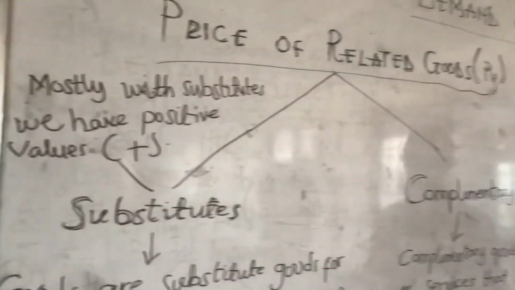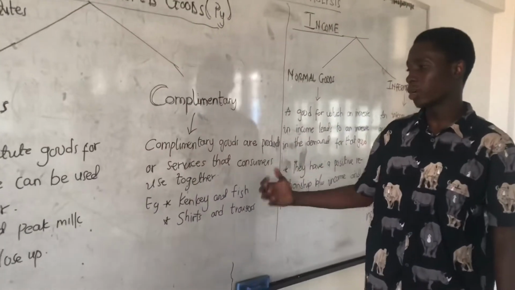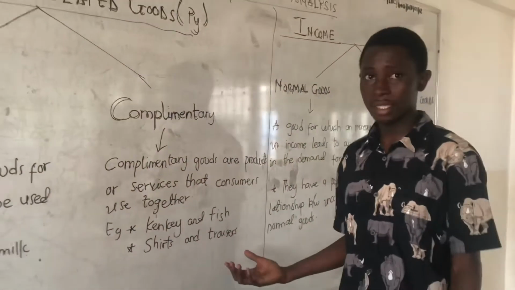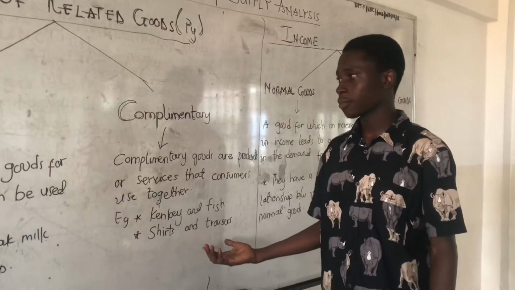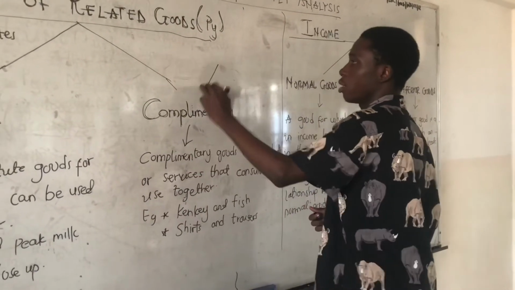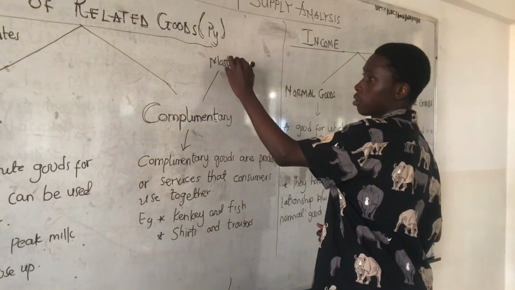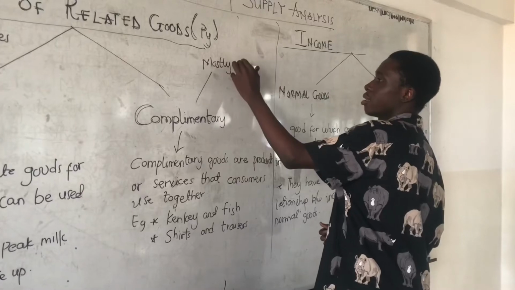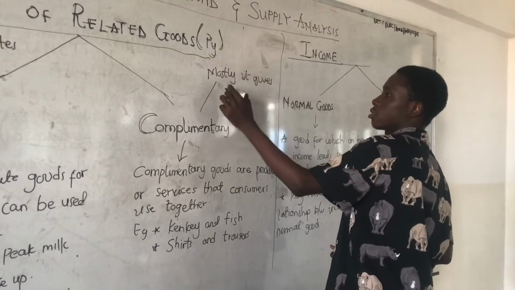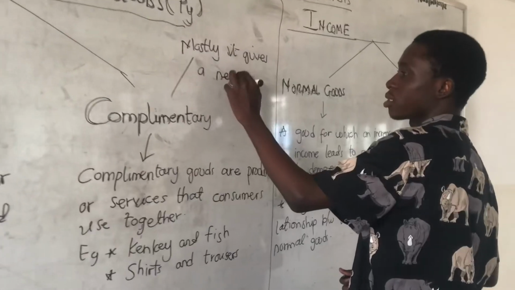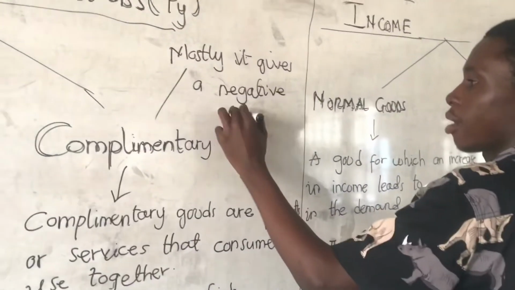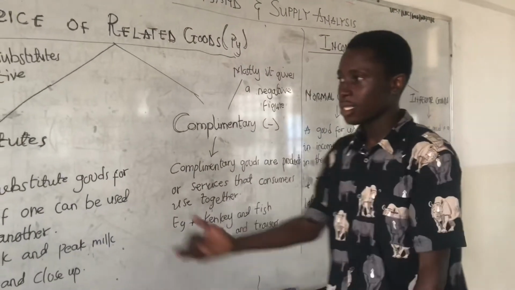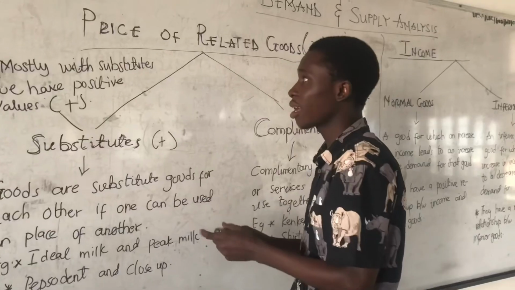So we are moving on to the complementary. Complementary goods are products or services that consumers use together. Example, cake and fish. Shirts and trousers. With complementary goods too, mostly it gives a negative figure. Complementary, negative; substitute, positive. That's actually the difference.